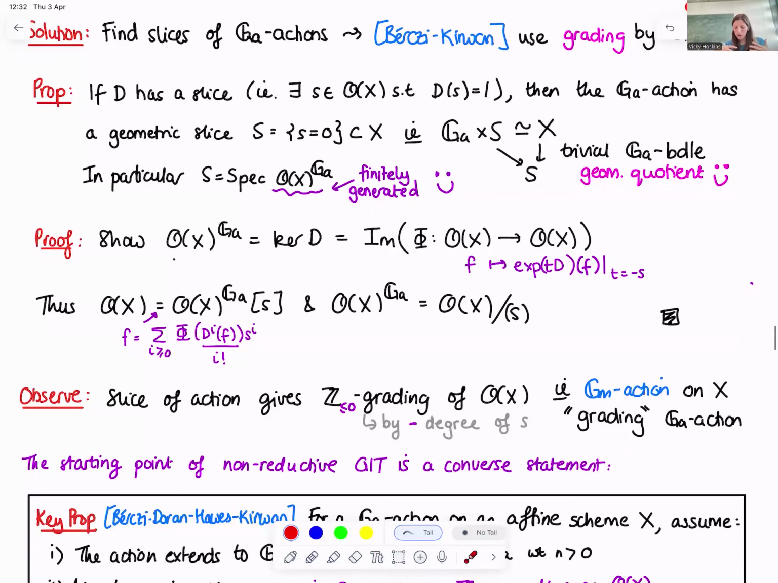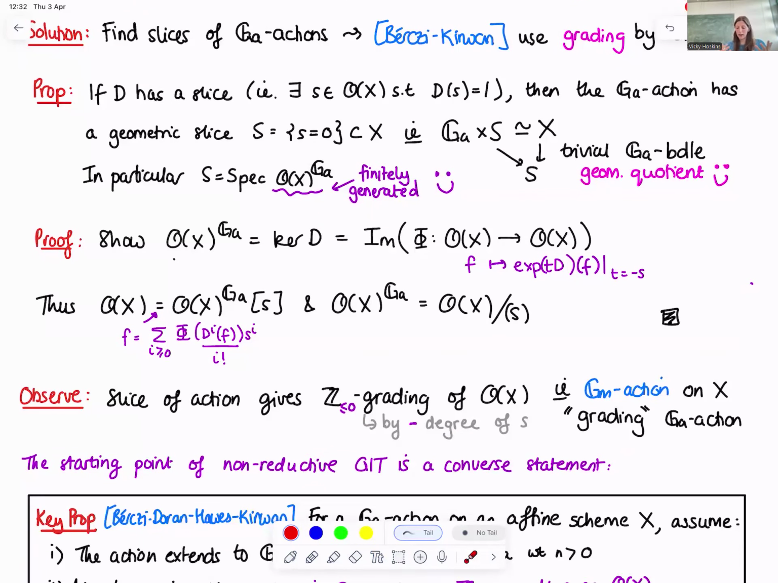So the starting point of non-reductive GIT is like a converse statement to this. What do I need to get a slice? And they prove the following. If you have a G_a action on an affine scheme, and you assume that the action extends to a semi-direct product of the additive group with the multiplicative group, where when the multiplicative group is acting on G_a by conjugation, it's got a positive weight. This is also a kind of graded condition. It's sort of like a sign condition.